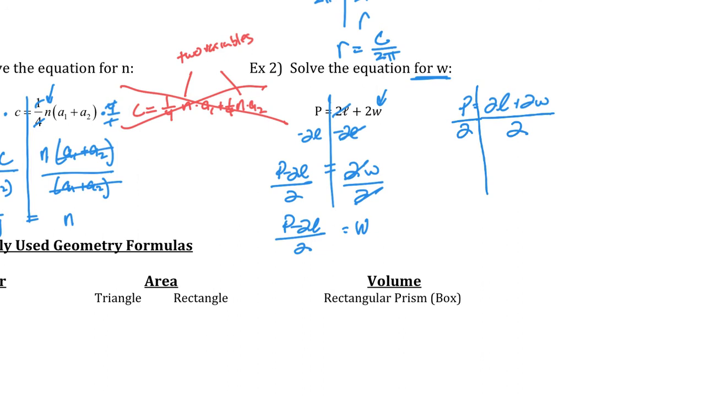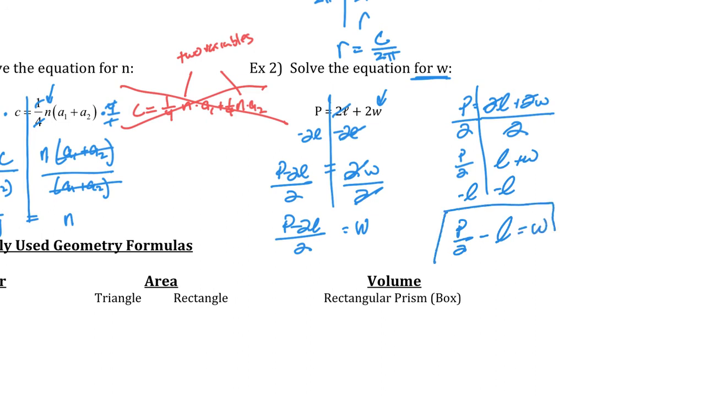Now over here on the left side, P divided by 2 can't simplify. On the right side, the 2 here can cancel with that 2, and this 2 here can cancel with that 2. So we are left with those both canceling out, and we're left with L plus W. And now we just subtract L from both sides, and we get P over 2 minus L equals W.